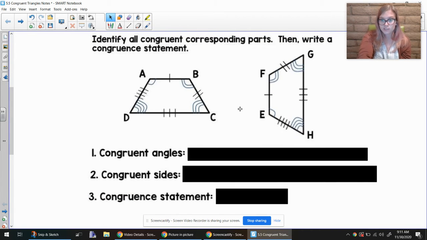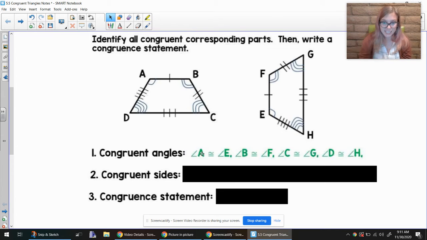So angle A is congruent to angle E. We know that because they each only have one arc. Angle B is congruent to angle F. We know that because they have two arcs. Angle G is congruent to angle C, and angle H is congruent to angle D. We know which ones are congruent because of the amount of arcs that are in each angle.